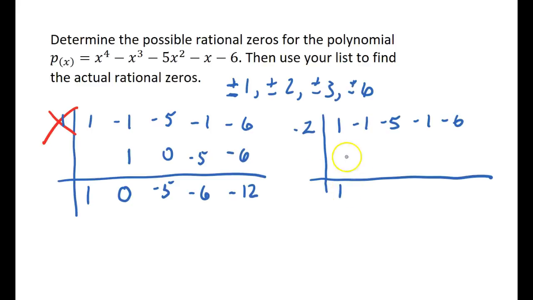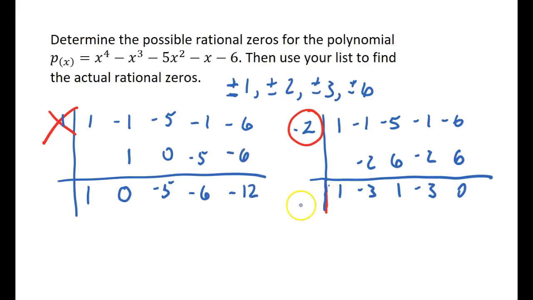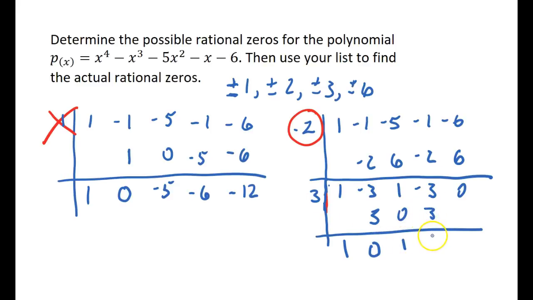Bring down the 1. 1 times negative 2 is negative 2. Plus negative 1 is negative 3. Times negative 2 is positive 6. Minus 5 is 1. Times negative 2 is negative 2. Plus negative 1 is negative 3. Times negative 2 is positive 6. Yay! So we know negative 2 works. We're going to save that. Okay, now let's try another number, and I happen to know that 3 works. So I'm going to bring down the 1. And 3, 0. 0 times 3 is 0. 1. 3 times 1 is 3. Plus negative 3 is 0.